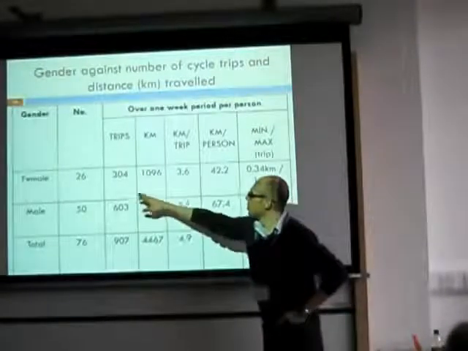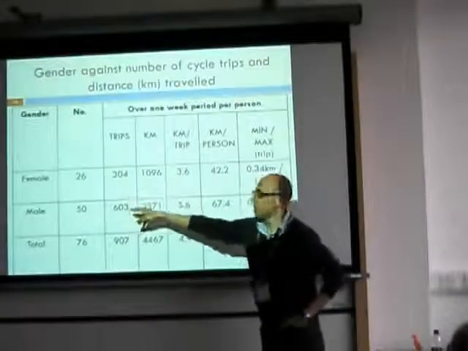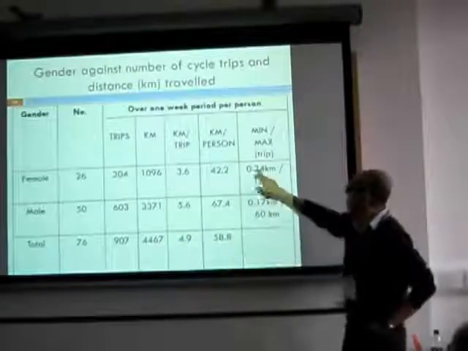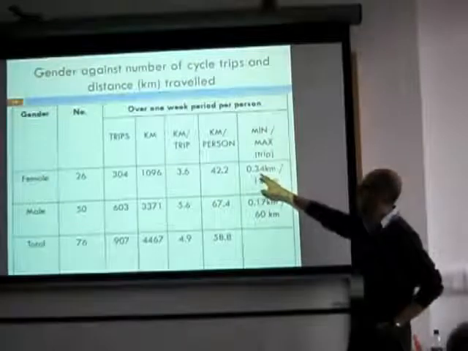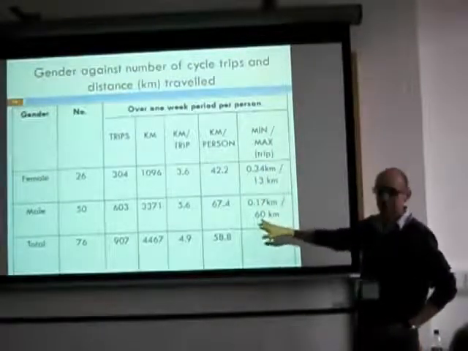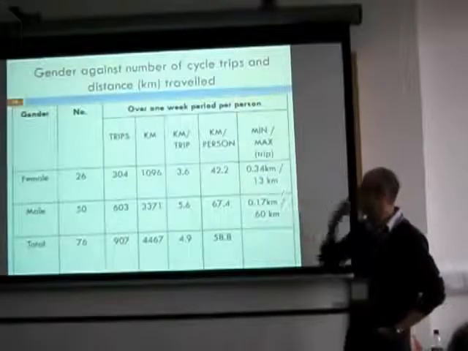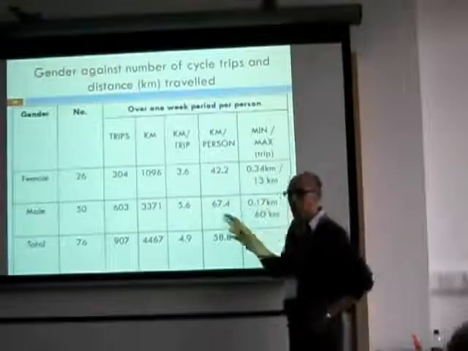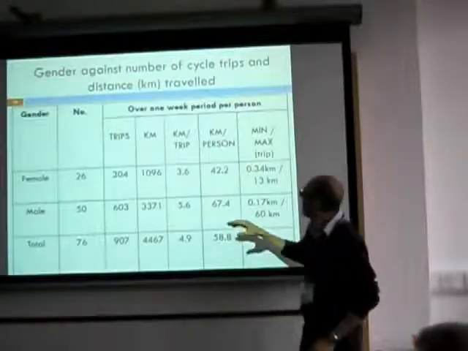How many trips these people do, in relation to the sample size. So we have 907 trips. There is an issue about what is a trip, and it ranges from 300 meters all the way to 13 kilometers for women, and up to 60 kilometers for men. 60 kilometers one way and then going back. So this is an outlier, obviously, someone showing off because we were collecting the data.